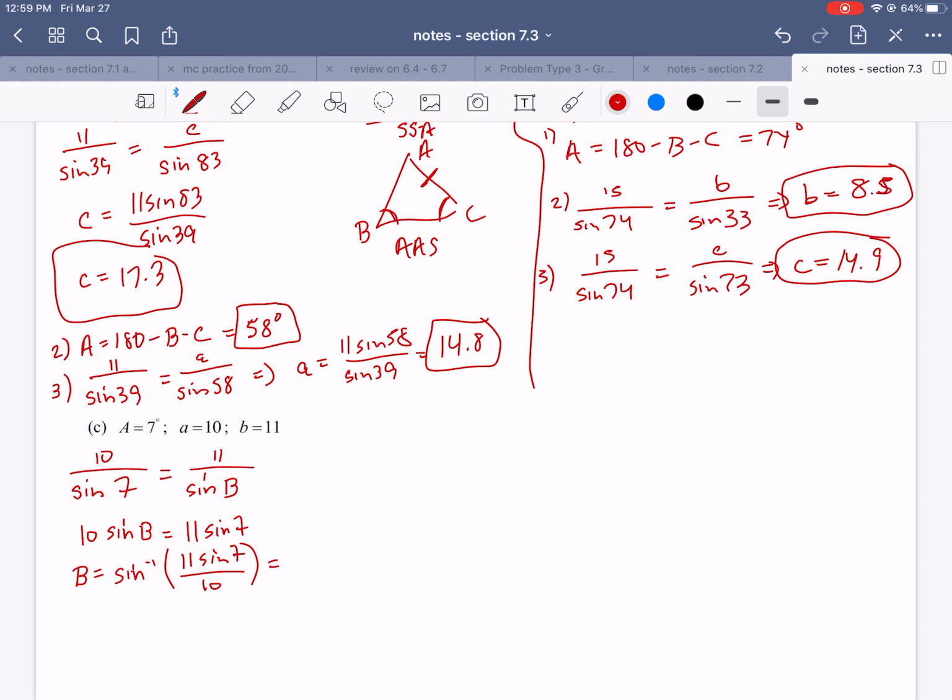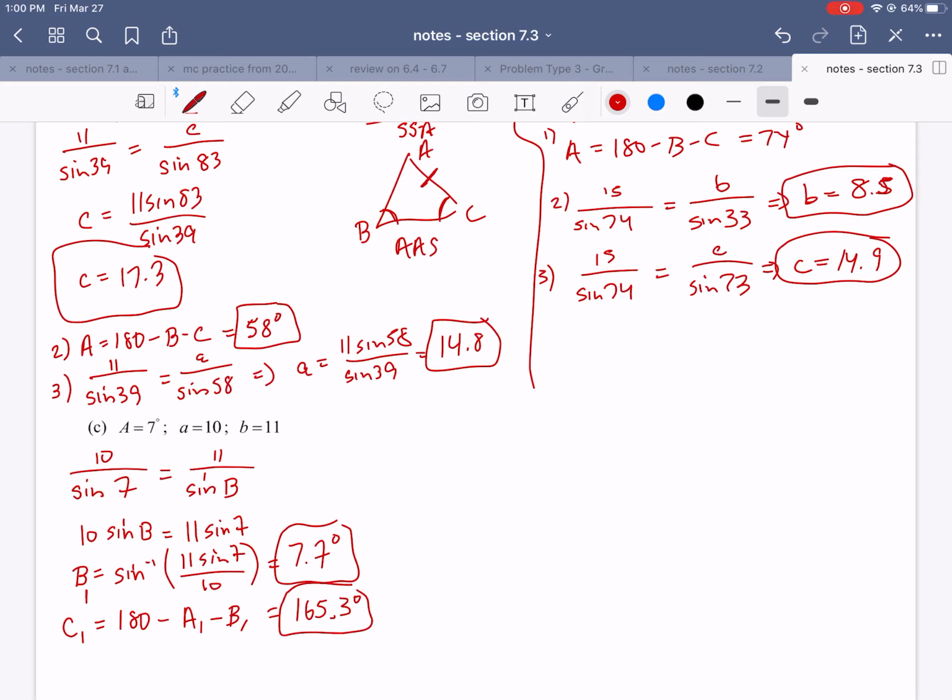And the answer that you get is 7.7 degrees. The fact that we got an answer tells me that there is at least one triangle. So I'm going to solve for this first triangle, and then I'll determine a little later on if there is a second triangle. So now I have A, I have B1. I'm now going to find C1 by subtracting 180 minus A1 minus B1. That gives me an answer of 165.3 degrees for angle C sub 1.